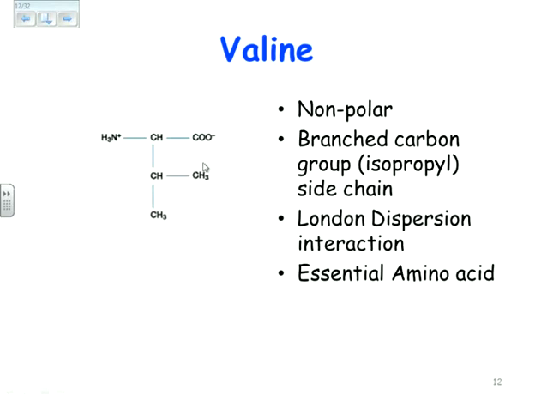The last one is valine. This is an isopropyl group. Remember, the isopropyl at the end kind of looks like a V, right? So that's how I remember valine, because it looks like it has the V at the end.